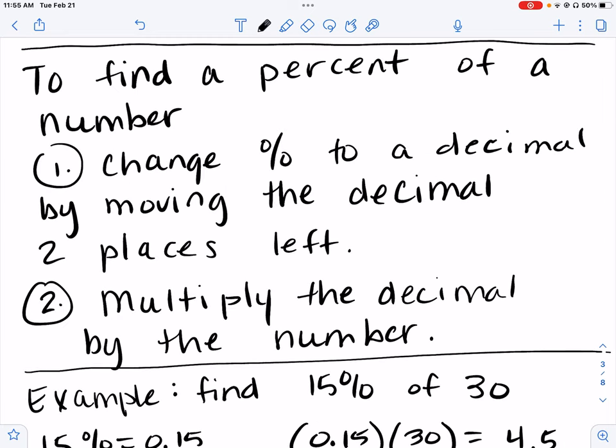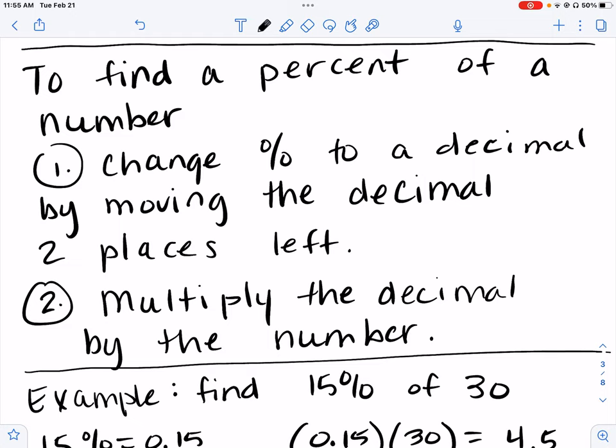To find a percent of a number, change the percent to a decimal by moving the decimal 2 places left. Okay, then you multiply the decimal by the number. Example, find 15% of 30. 15% changes to 0.15. So you just multiply 0.15 times 30 equals 4.5.